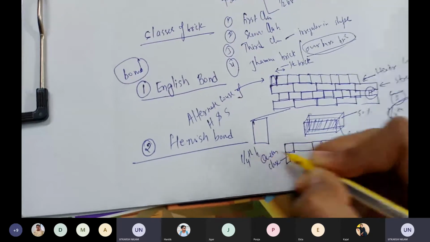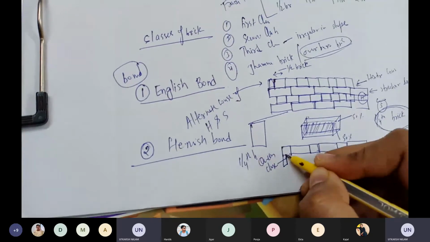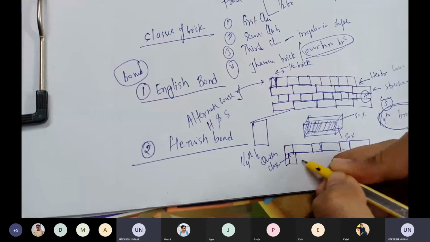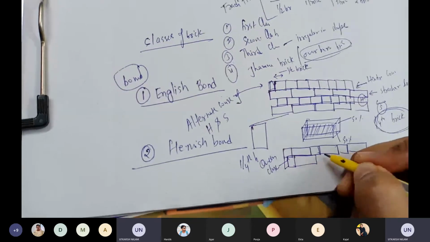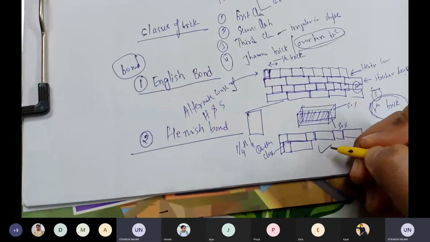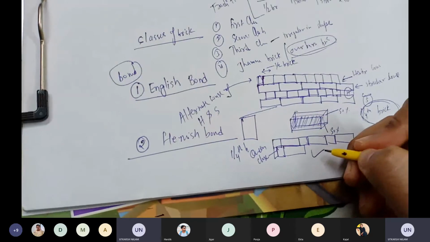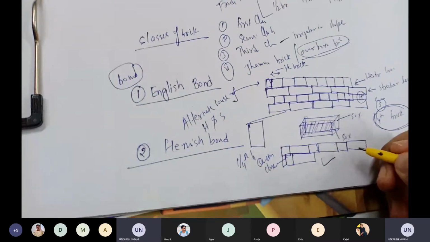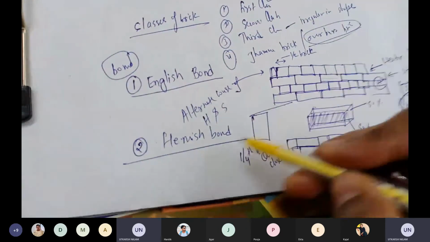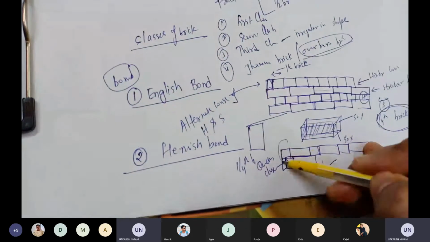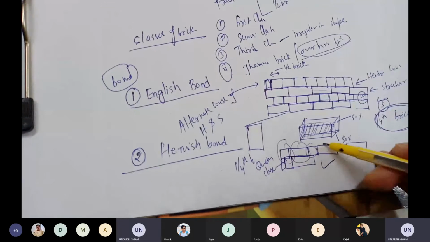Then from here, header stretcher will continue. So header stretcher will be alternate. That is a confirmed thing, so that we need to understand. In English bond, alternate courses are there, but in Flemish bond, header, stretcher is there in the same course.